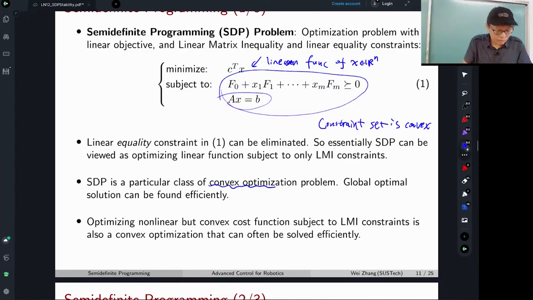No matter how many other constraints I add, as long as each of them is convex, the overall constraint set is convex. So it's optimizing a convex function subject to a convex constraint set, so it's a convex optimization problem. Actually, optimizing a nonlinear but convex cost, not linear, subject to an LMI constraint is also a convex optimization problem, but it's not an SDP. SDP refers specifically to optimizing a linear cost subject to LMIs. That's one way to define it.